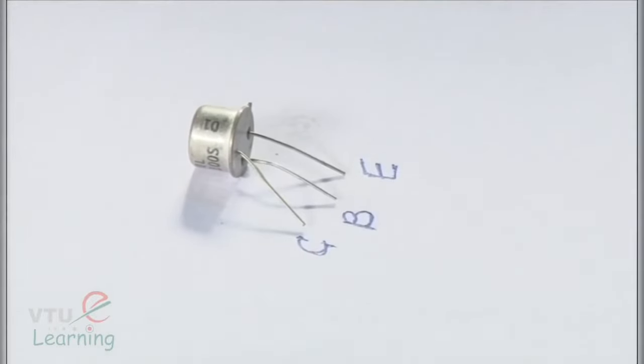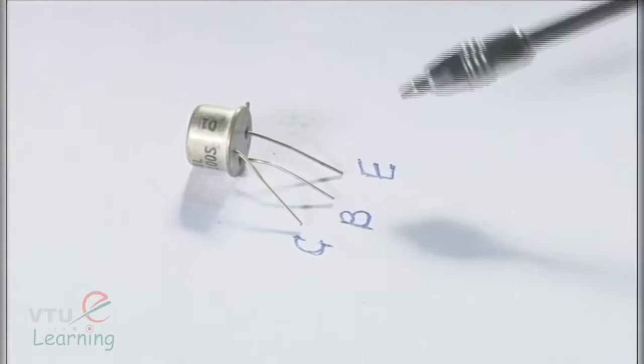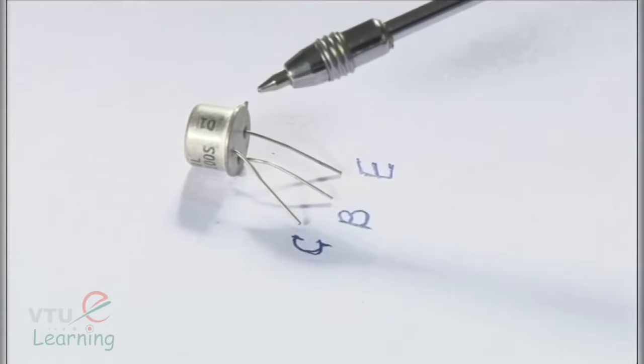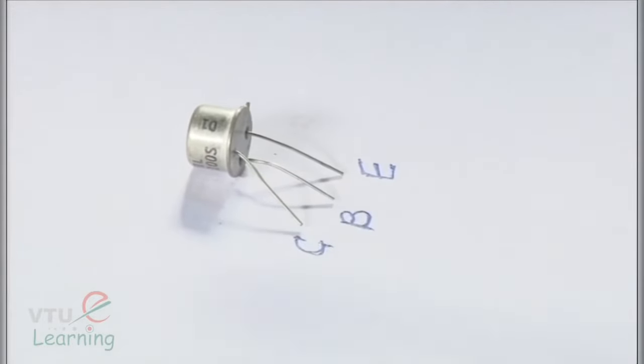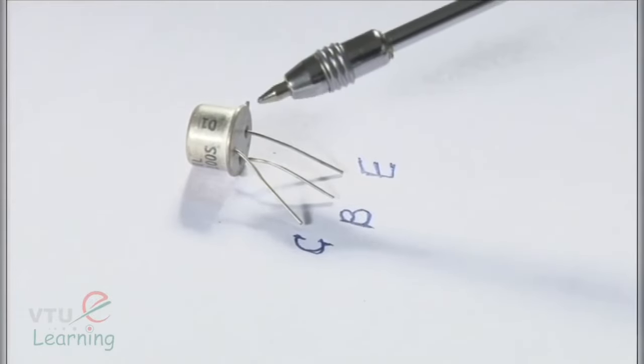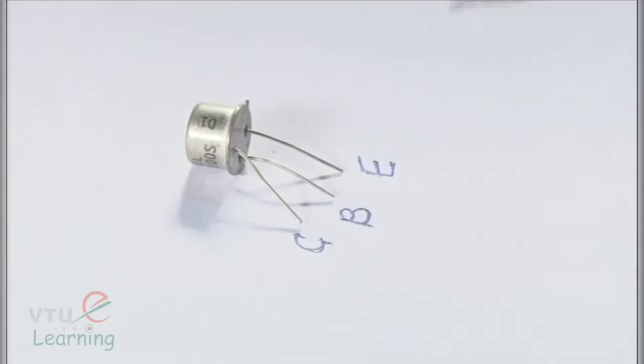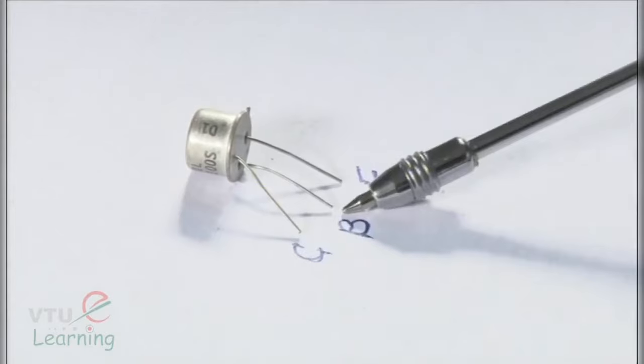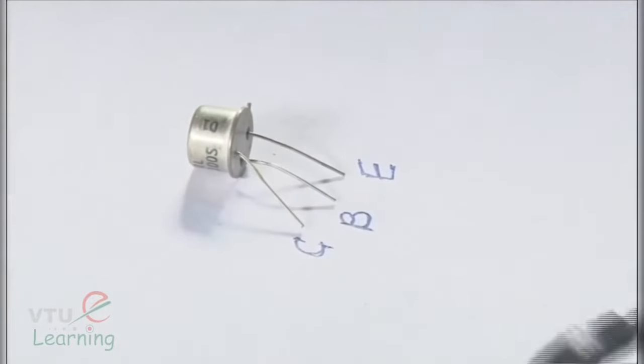Given a transistor in a hand, these three terminals are identified by referring to the notch in the device. So, the terminal very close to the notch is identified as emitter. In the clockwise direction if you go, next comes base, the next terminal is collector.